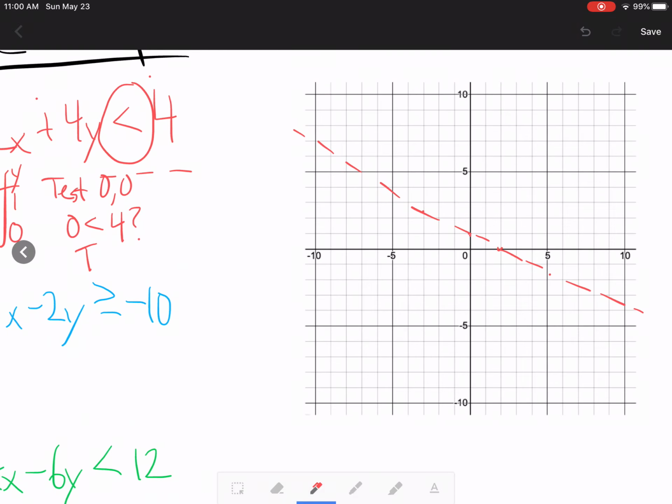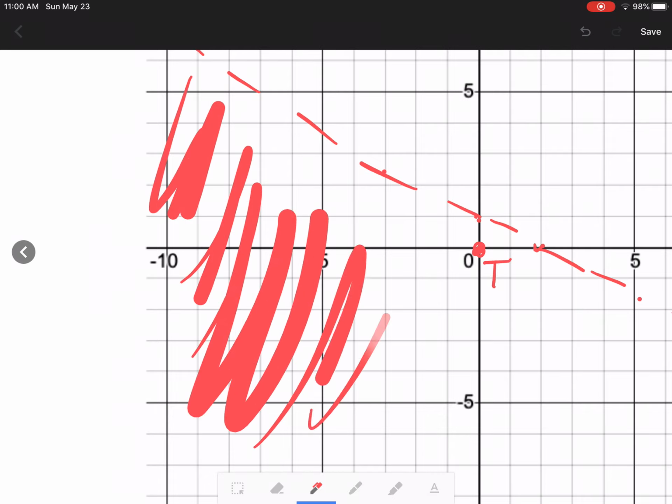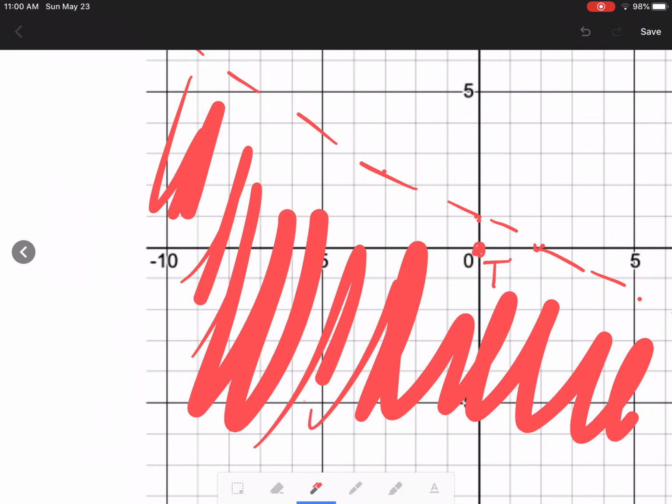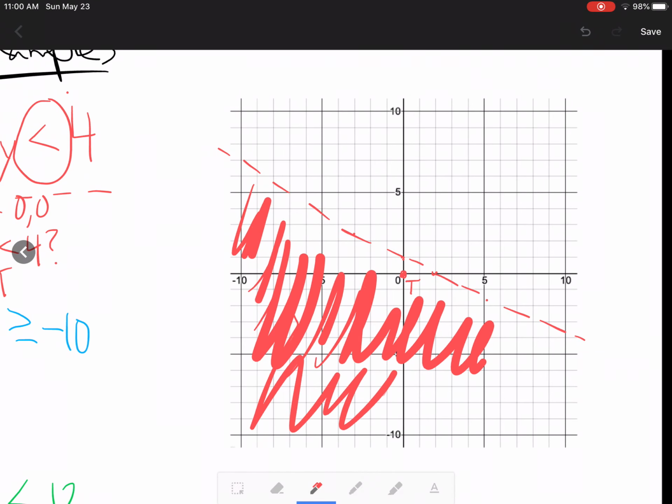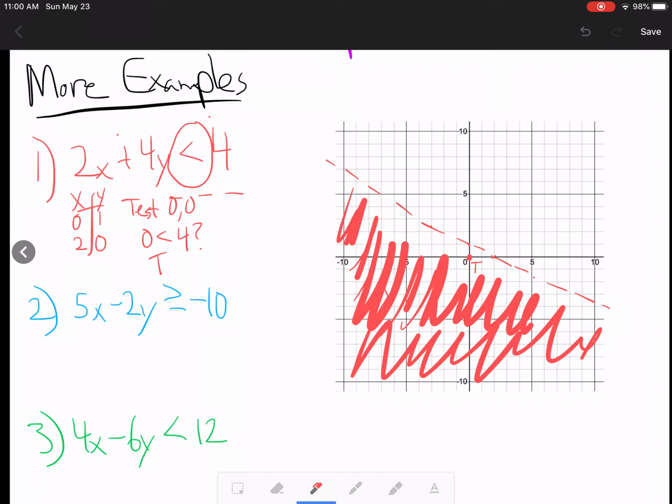Now the point 0, 0 is right here. We've established that this side of the line, the left side, the underside, is true. So we're going to shade it, because the other side would be false. So we just shade that side, and there we go. We've got our inequality from graphing. Now, let's do another one. Let's try it in blue this time.